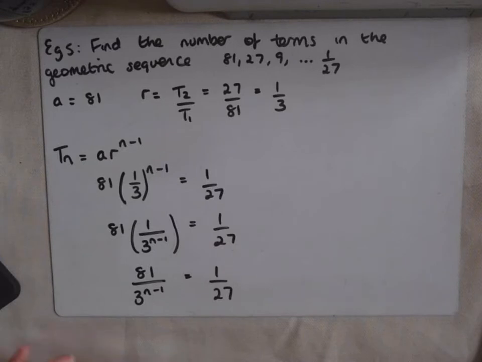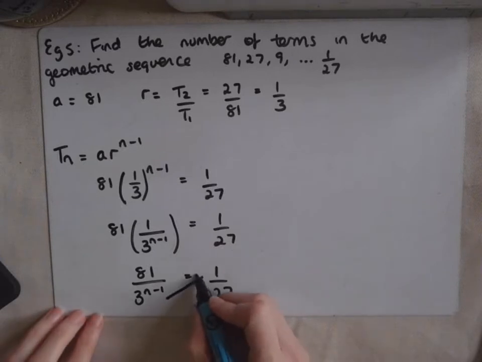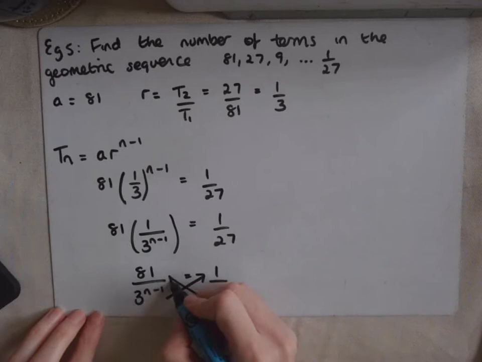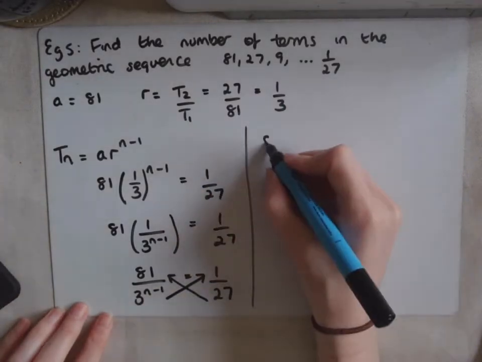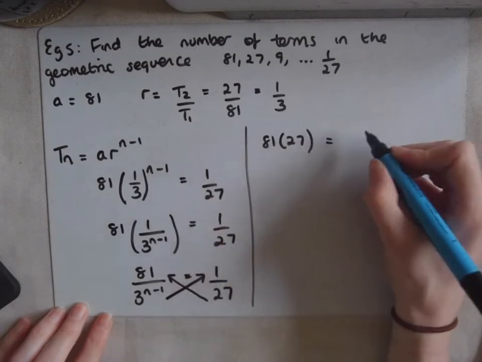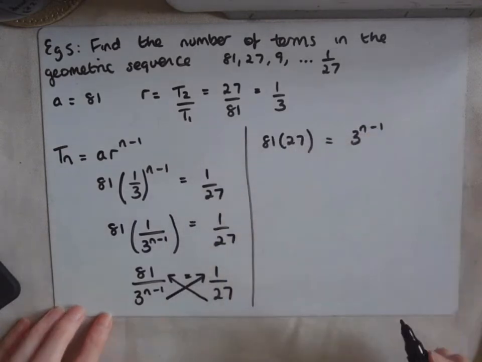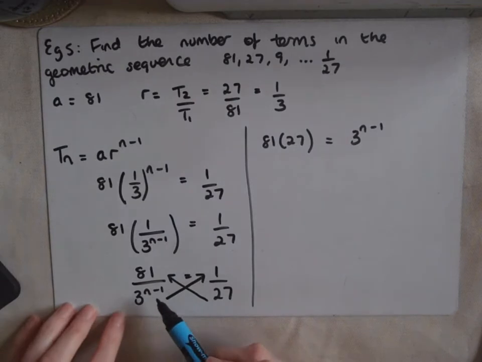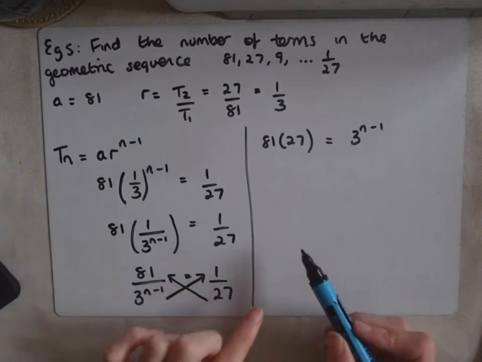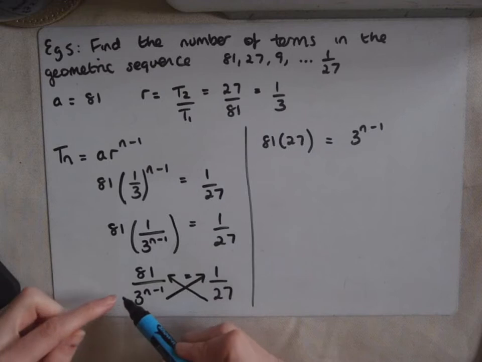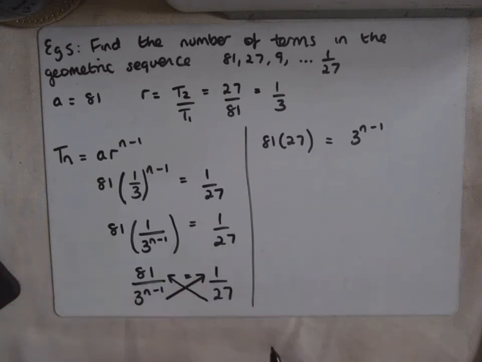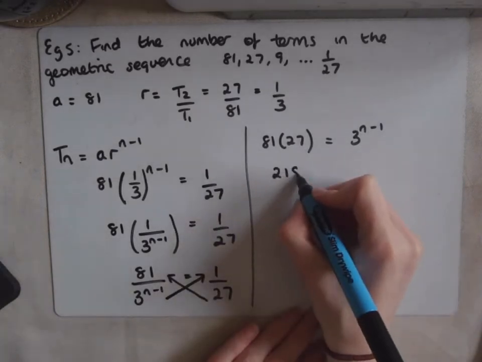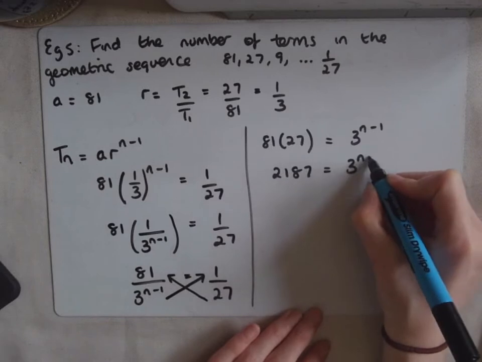So let's cross multiply and rearrange a few things. So that's going to come up there, and that 27 then is going to come up there as well. So I'm going to get 81 by 27 equals 3 to the power of n minus 1. Now, I didn't do anything to the power because I'm just cross multiplying. It's not like I brought it up above the line and made it a minus. I didn't do that. It's not on the same side. It cross multiplied. So 81 by 27 is 2187 equals 3 to the power of n minus 1.